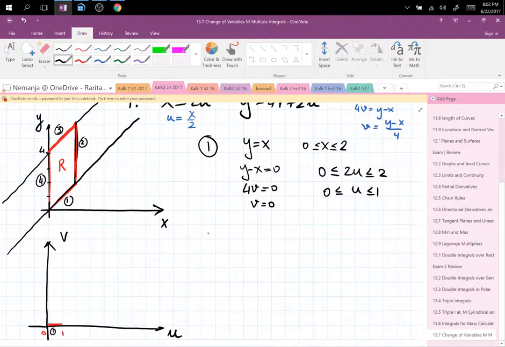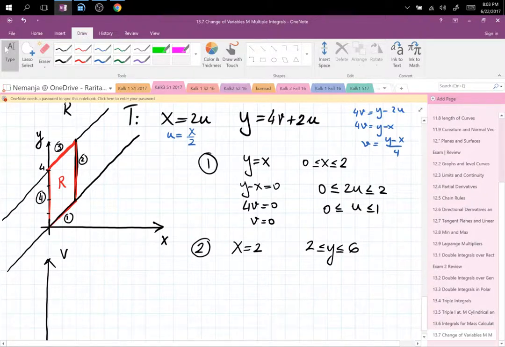Now we move to number 2. It's a lot of fun, right? For this one, x is always 2, and y is stuck between 2 and 6. Do we see that? So x is always 2 and y is stuck between 2 and 6. So x equals 2. Well, x equals 2u, so 2 equals 2u. So u equals 1 all the time.